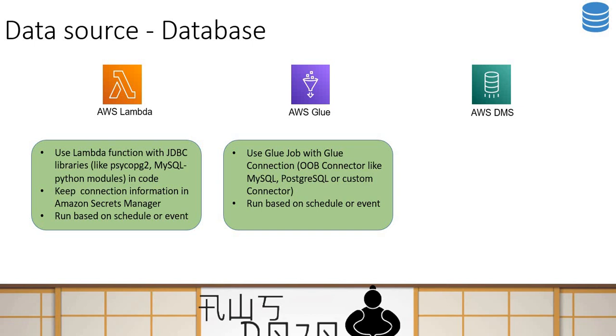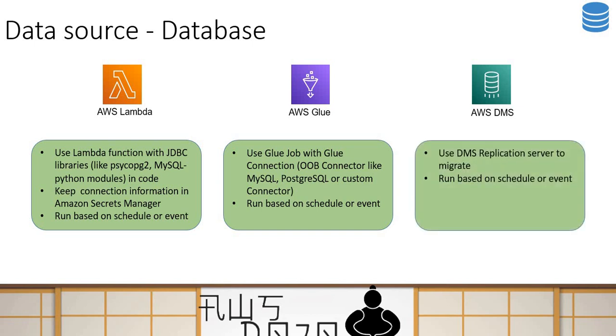The third approach which you can take is using Database Migration Service in AWS, where you configure a DMS replication server, configuring both source and destination, and then you create a replication task in that replication server to do migration from your database to your data platform in AWS. Again, this replication task you can run based on schedule or based on event. So roughly these 3 choices you will come across when you're trying to ingest data from your database.